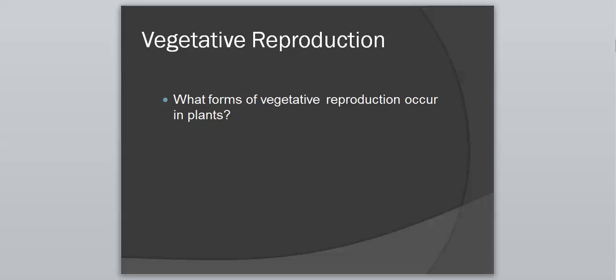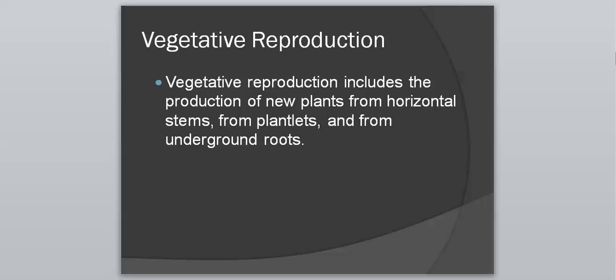There's more than just one type. Vegetative reproduction includes the production of new plants from horizontal stems, from plantlets, and from underground roots. So plants can make identical copies of one another by producing horizontal stems, plantlets, and underground roots. All three of those are methods of vegetative reproduction.